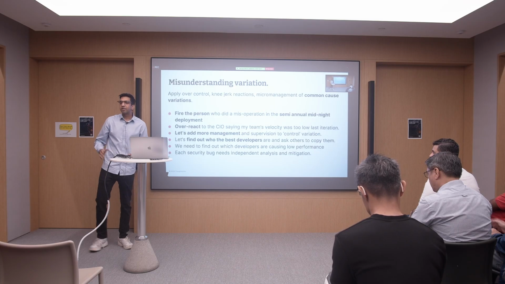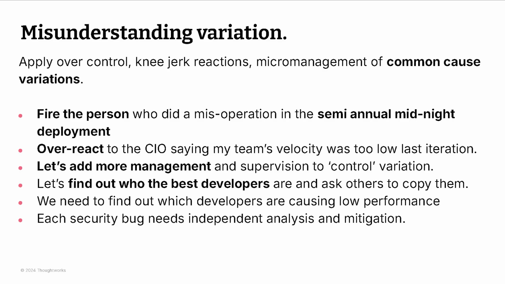So the problem happens in the misunderstanding of variation, when we think that a common cause, normal variation, is actually a special cause. And these are some of the symptoms, some I've seen, some are obvious, where we as management might react, trying to help the system and improve our organization, by reacting to common cause variation with special cause thinking.